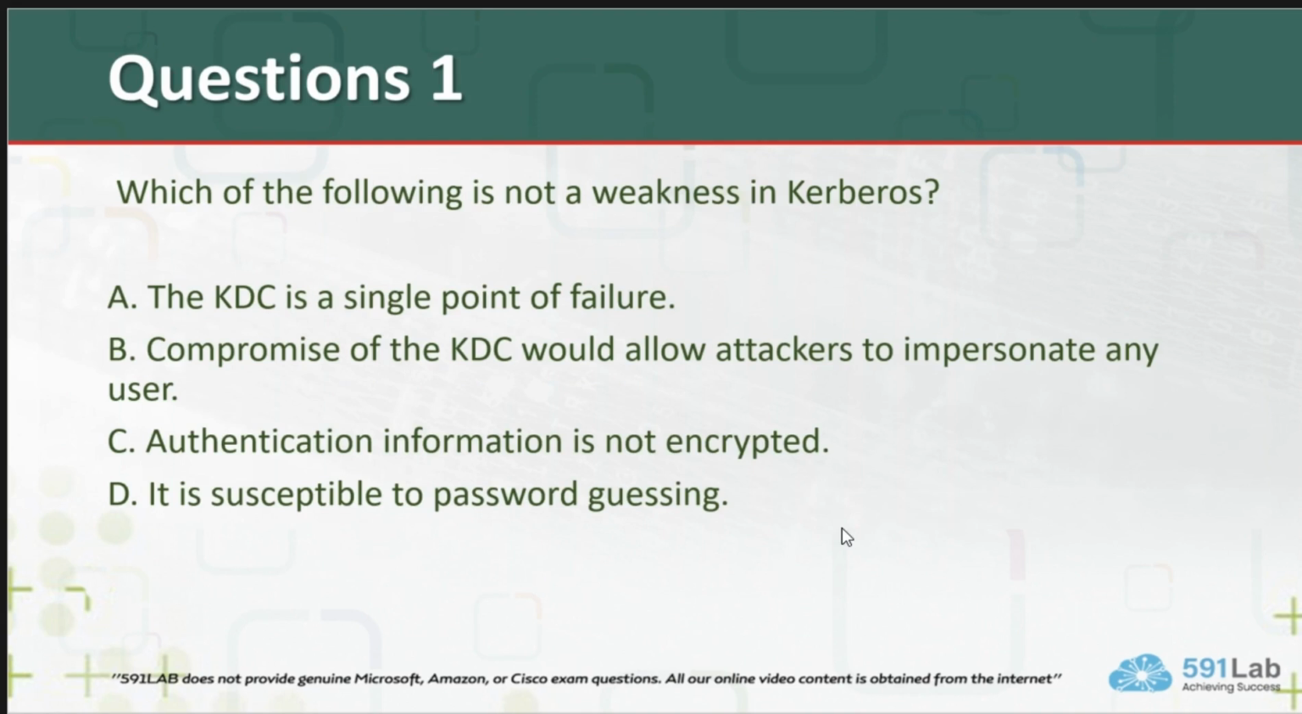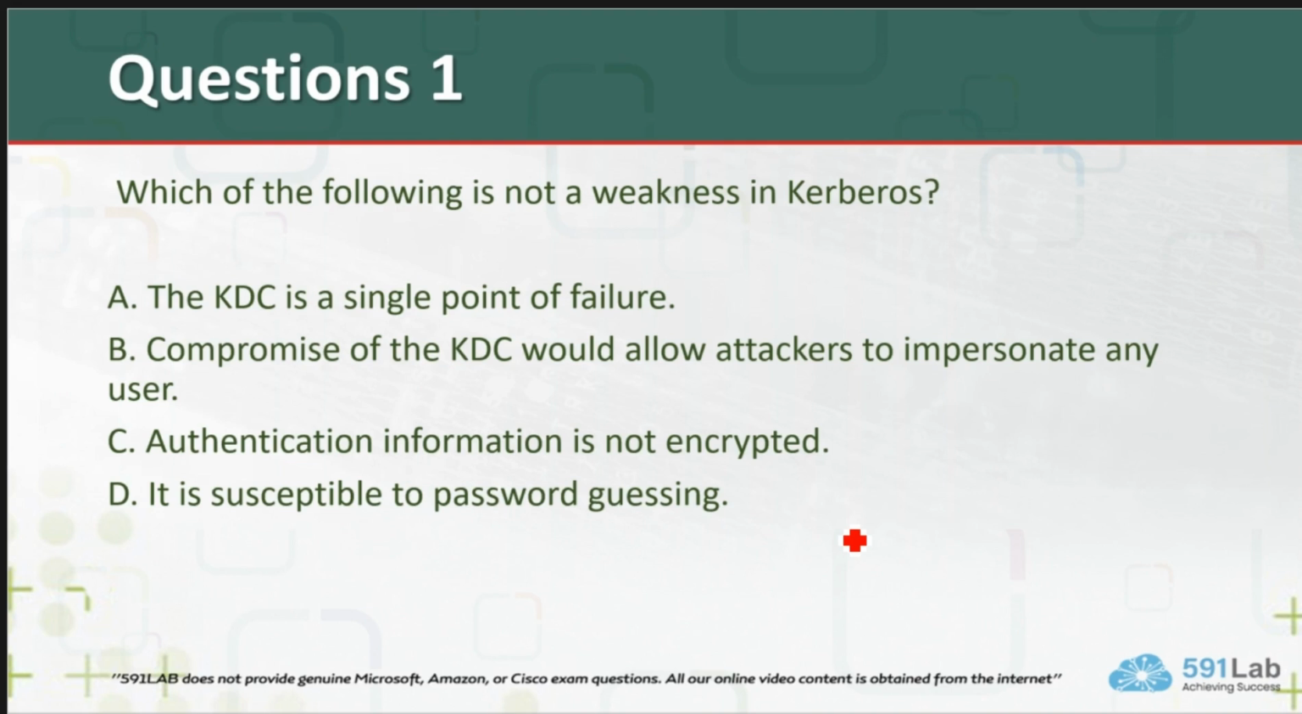Alright, first question, which of the following is not a weakness in Kerberos? For those who are new to the video, I'm going to just have a 5-second pause, and then you can pause the video if you want to answer on your own. And then once you have your answer, you can resume the video so that I will explain the right answer and why I chose it. So the options are: the KDC is a single point of failure. Compromise of the KDC would allow attackers to impersonate any user. Authentication information is not encrypted, or it is susceptible to password guessing.